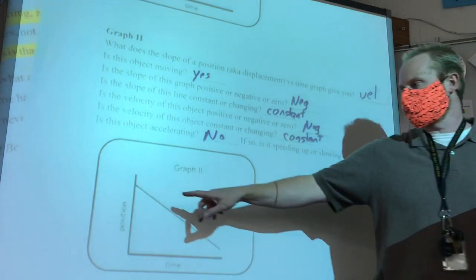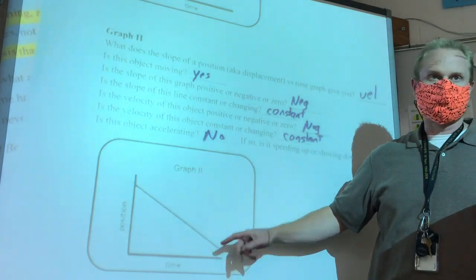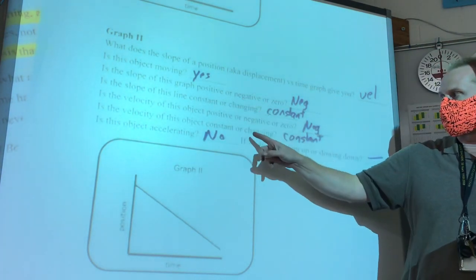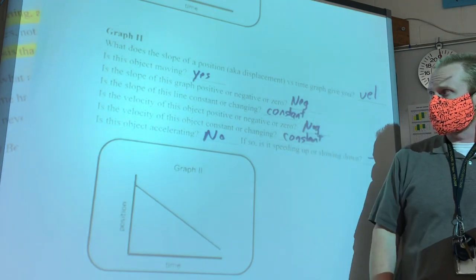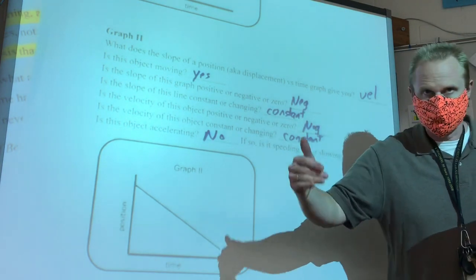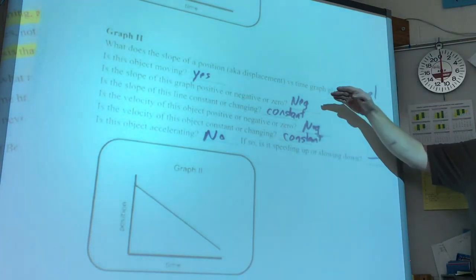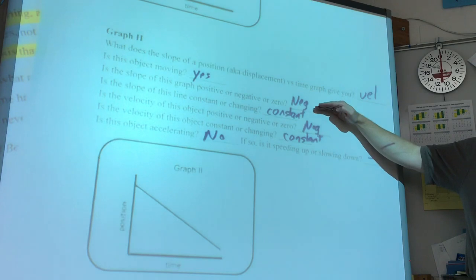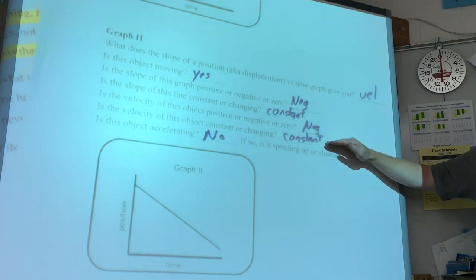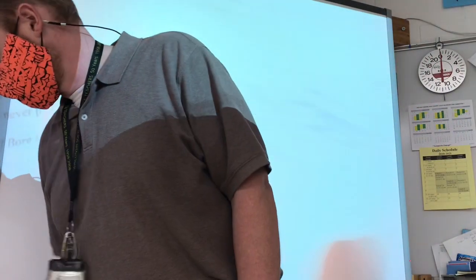One, it started at, say, some distance, say 5 meters away. Now it's at 1 meter away. It went from 5 meters to 1 meter. It moved. Or you can say, well, slope means velocity, and there is a slope. Therefore, there is a velocity, which means it's moving, right? Because velocity is not 0, the object is moving. But the slope is negative, which means my velocity is negative. The slope is constant, which means my velocity is constant, which means my object is not accelerating.